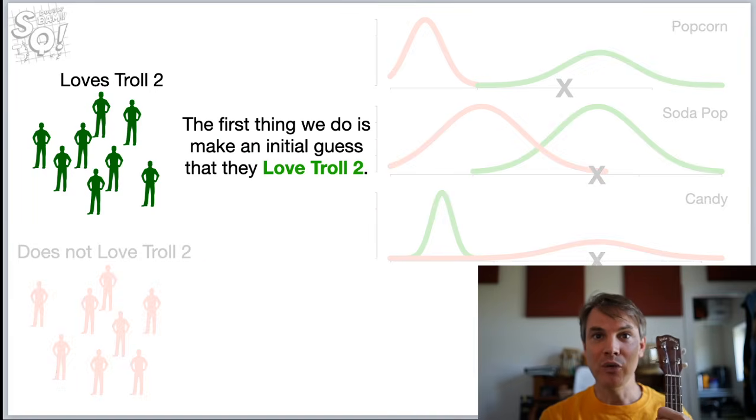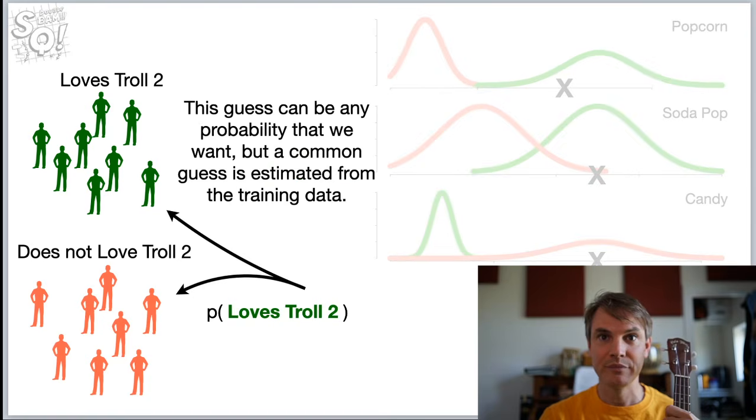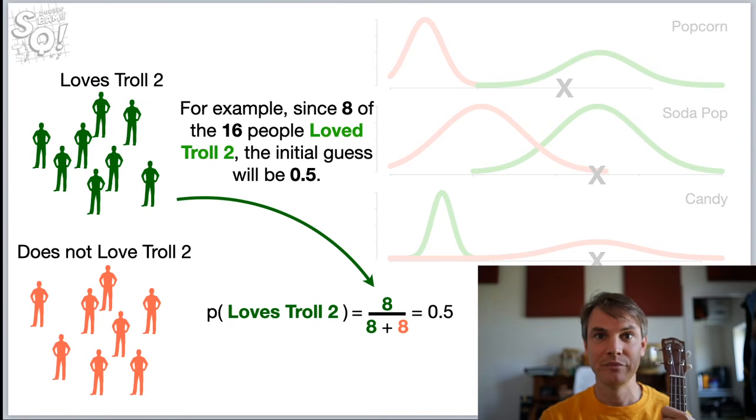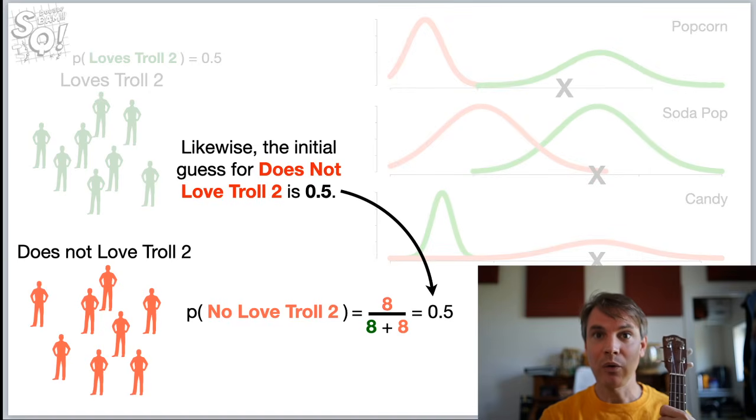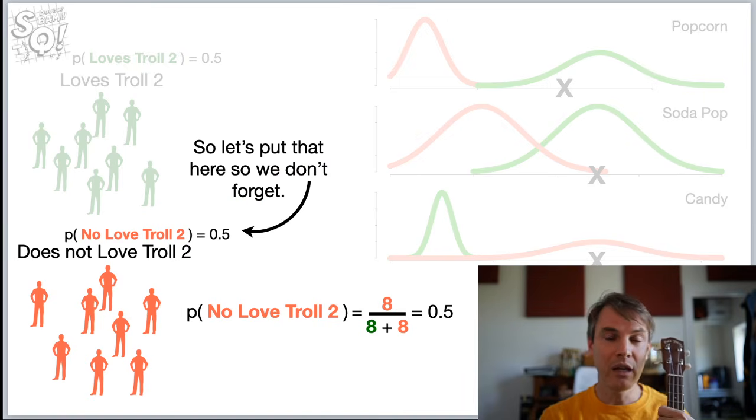The first thing we do is make an initial guess that they love Troll 2. This guess can be any probability that we want, but a common guess is estimated from the training data. For example, since 8 of the 16 people loved Troll 2, the initial guess will be 0.5. So we put that up here so we don't forget. Likewise, the initial guess for does not love Troll 2 is 0.5. So let's put that here so we don't forget.